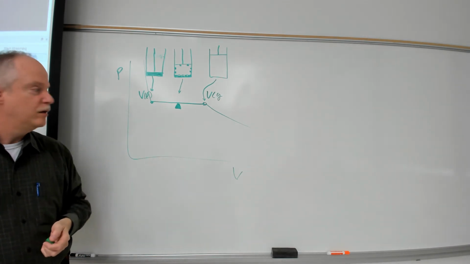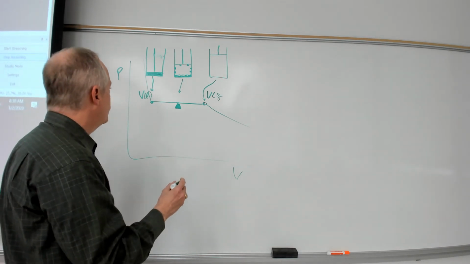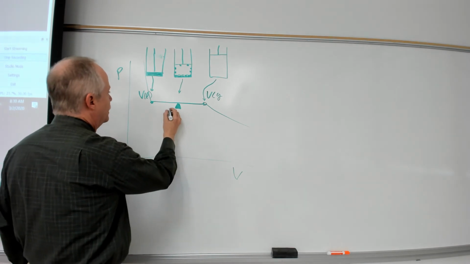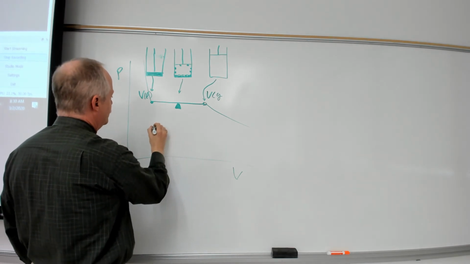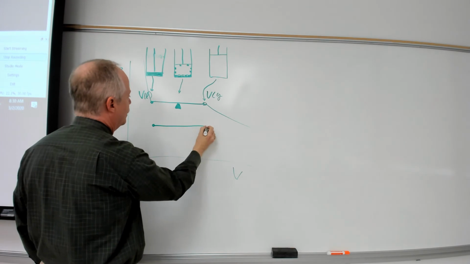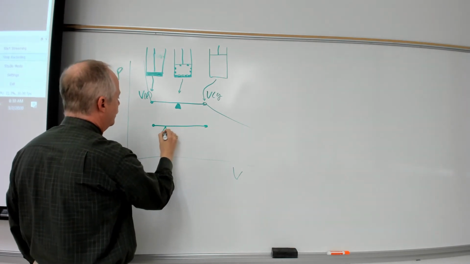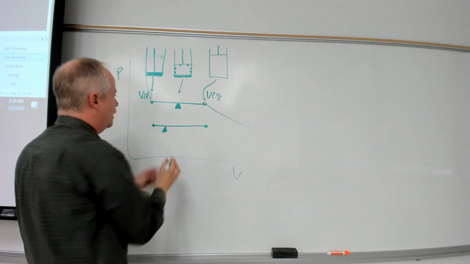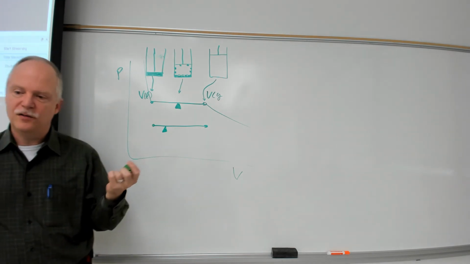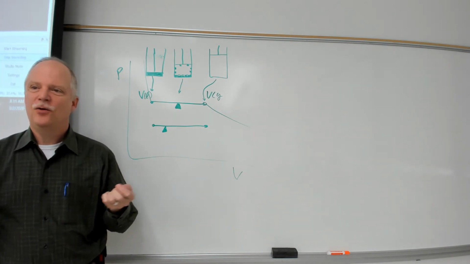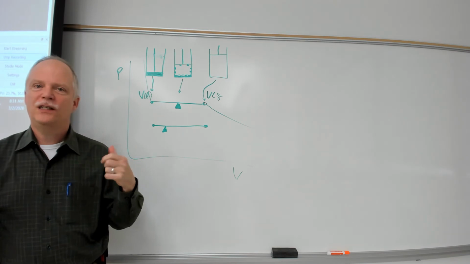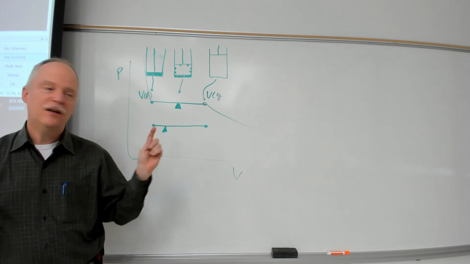Okay. Let's say we're over here. Okay, let's draw this again. Let's say it's not in the middle. The middle's easy. If it's in the middle, you know it's 50-50, right? What if it's off to one side? Which side has more moles? Think of this as a seesaw.